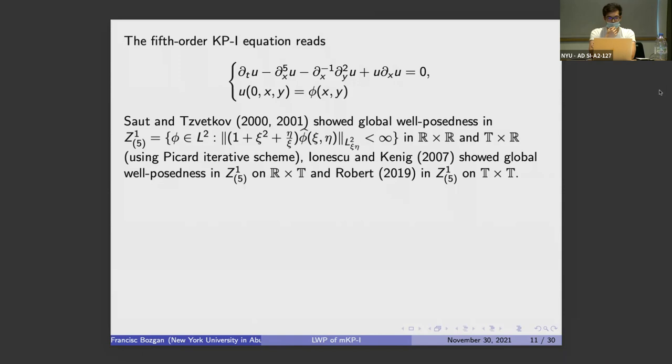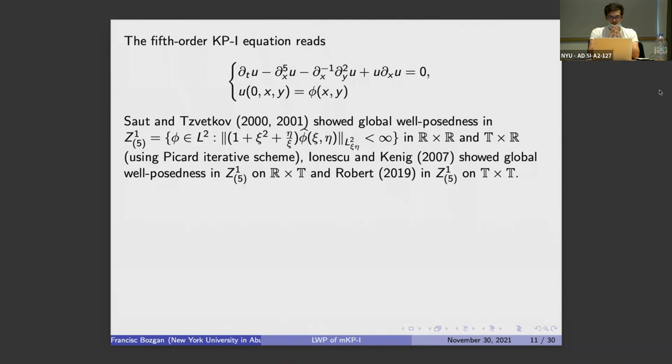So the KP1 equations come from a hierarchy. They are called the KP hierarchy. This comes from the theory of Lax pairs. And so we get this infinite set of KP equations that we can deduce from the Lax pairs. The first one, of course, is the classical third order KP equation. The second one will be this one that I'm showing you here, the fifth order KP1 equation.